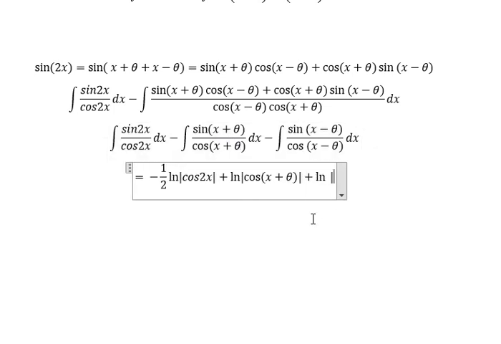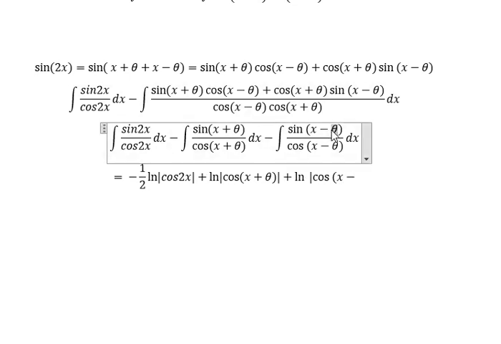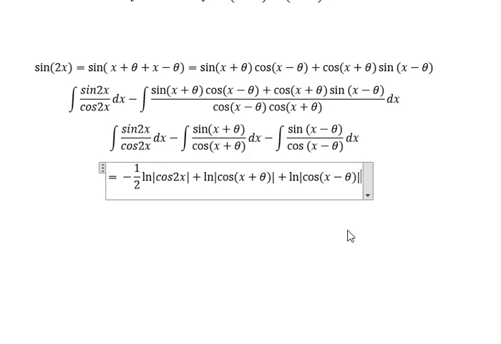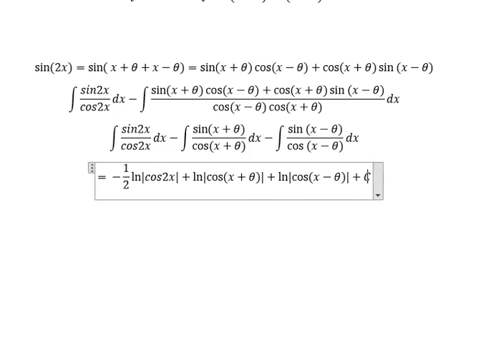Similar for the last one. And this is the final answer. That's the end.